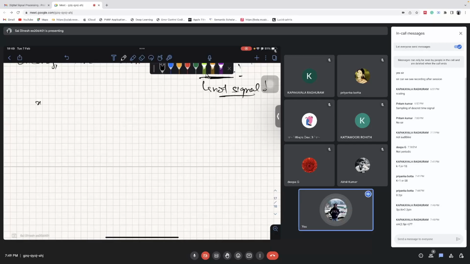Raghuram, are you asking, is it a question or do you want me to solve that? So 2.5 pi n, you just subtract 2 pi n, you get 0.5 pi n, that is the answer.